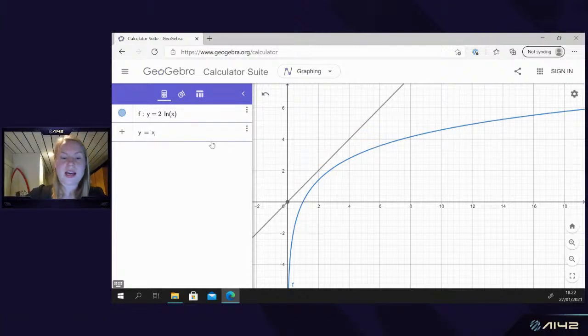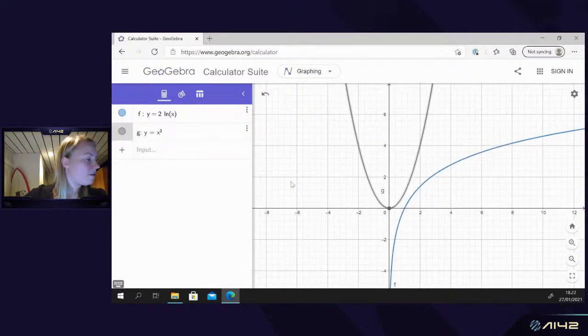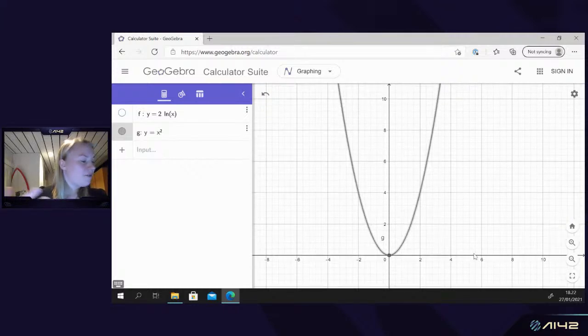The second one that we had was y equals x squared. And as you can see, it's quite a different kind of function. Let's just hide the other one. This is something that you might have come across and heard the term parabola. So the x squared function always gives this parabola shape where we have a minimum value somewhere facing down. Though if we wanted to, for example, flip this, we could multiply this by -1.